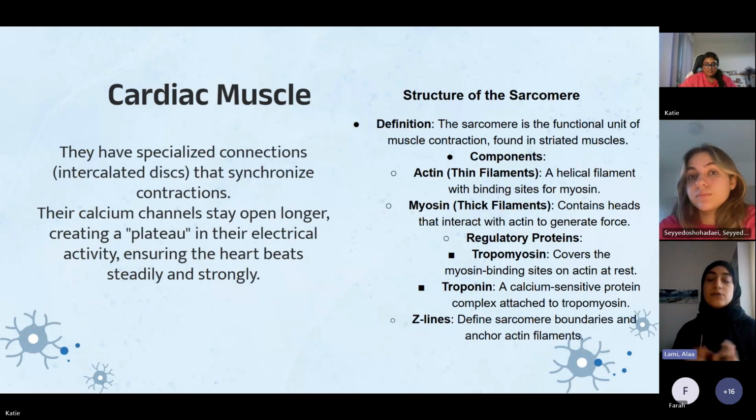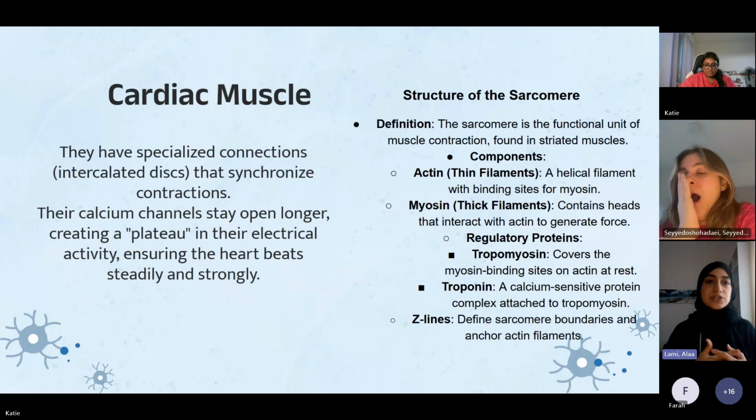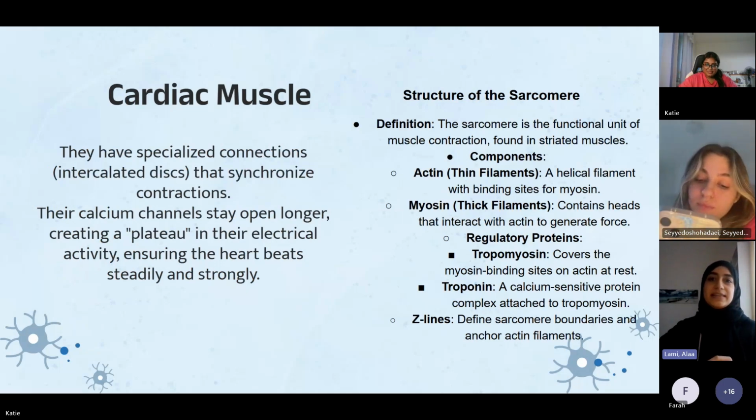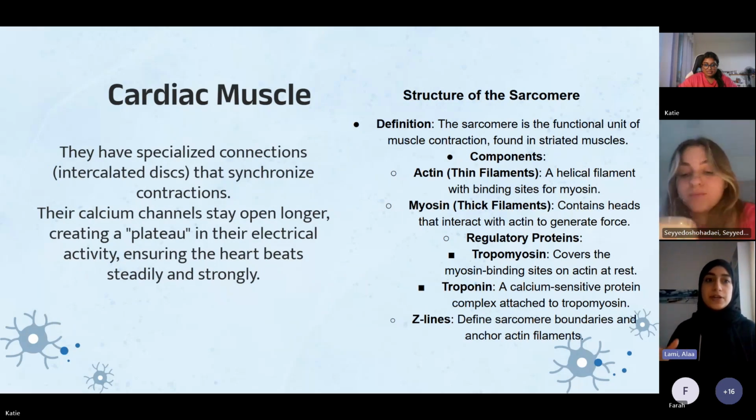Now, cardiac muscle is striated. It's not smooth, obviously. And they have special connections, which are intercalated discs, which I remember were heavily focused on during histology. These discs synchronize contractions with each other. Their calcium channels stay open for a longer period of time, so that creates a plateau in their electrical activity, and that gives us a steady and strong heartbeat.